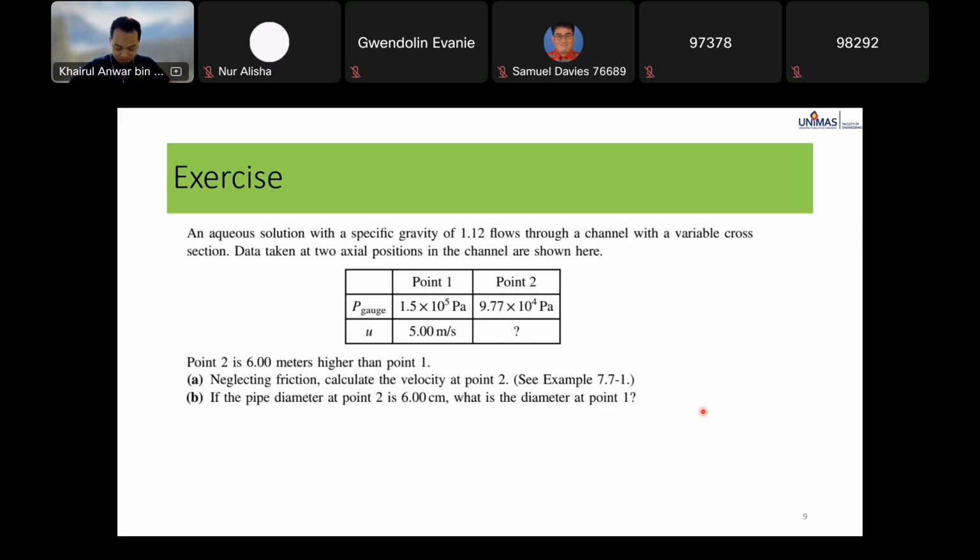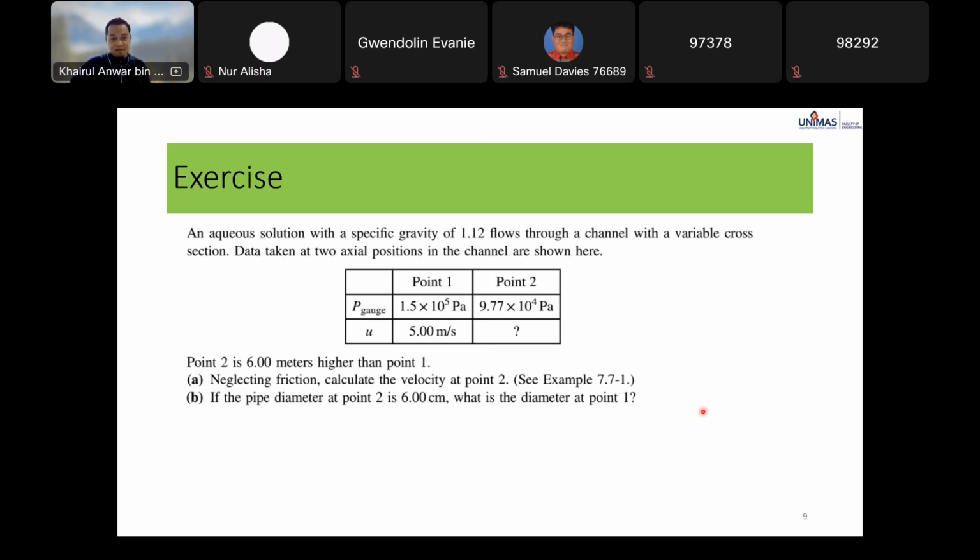So what to do first? First of all, you need to write the equation first: delta P over rho plus delta U squared over 2, until W_s over m dot. Next is to identify the variables. P1 is 5, P2 is 9.77, U1 is 5, and U2 is unknown.